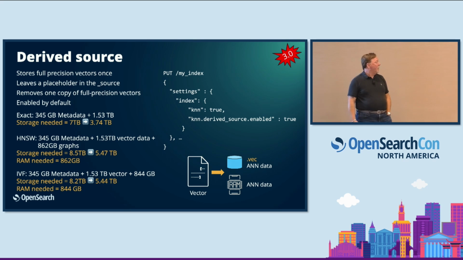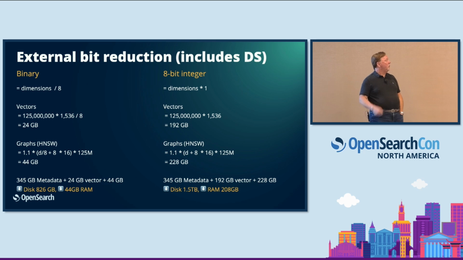Okay, so derived source, cool. The next idea is to say, okay, a lot of this storage is being driven by the high bit count of the floating point numbers, so can we reduce that? There are a number of different ways to do that. The first of those is externally: you can create vectors that have lower bit counts.